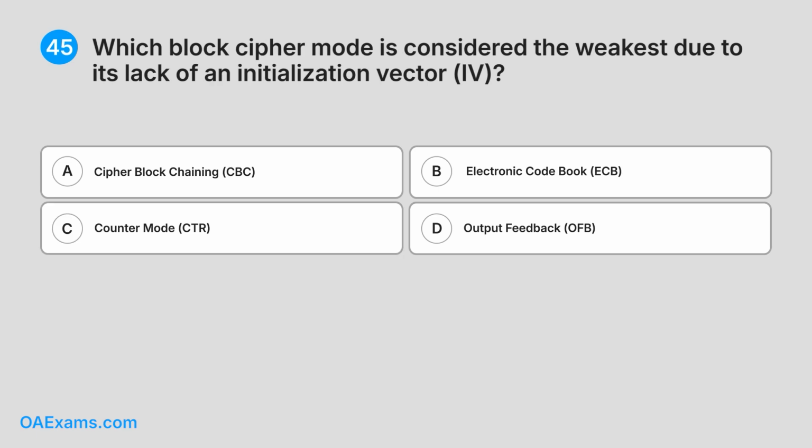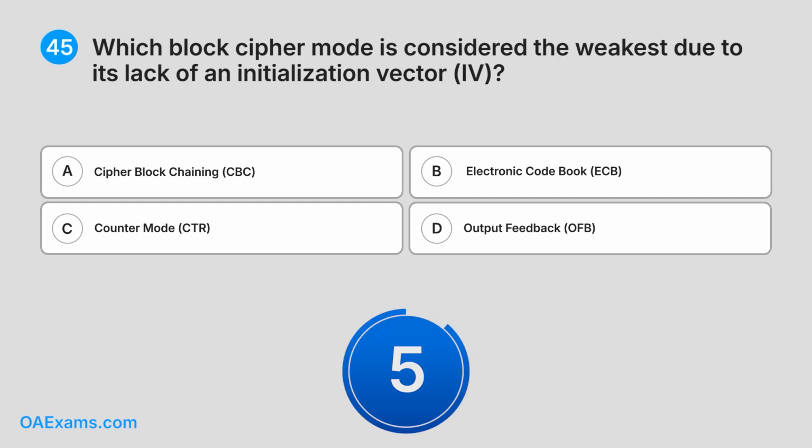45. Which block cipher mode is considered the weakest due to its lack of an initialization vector, IV? A. Cipher block chaining, CBC. B. Electronic code book, ECB. C. Counter mode, CTR. D. Output feedback, OFB. Can you guess the answer?